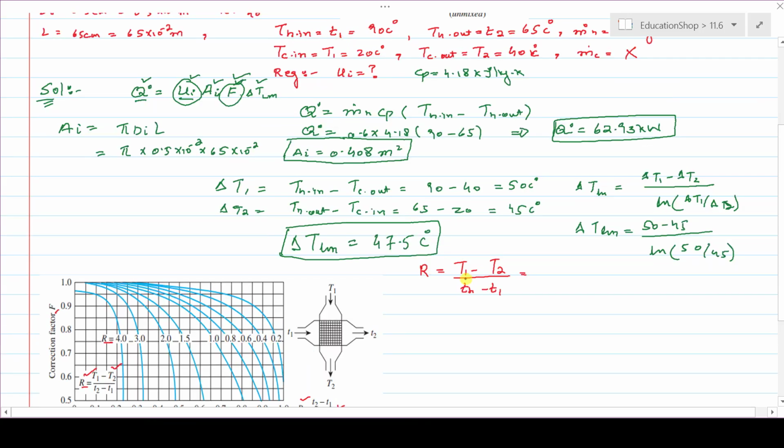Here the capital T2 value is 40, and small letter t2 value is 65, minus capital T1 is 90. Just simply solve this on a calculator and you will get the R value, that is 0.8. Now the value of P, you can see from this formula, is t2 minus t1 divided by capital T1 minus small t1. The t2 value is 65 minus 90 divided by 20 minus 90. Just simply solve and you will get the value of P, that is 0.36.